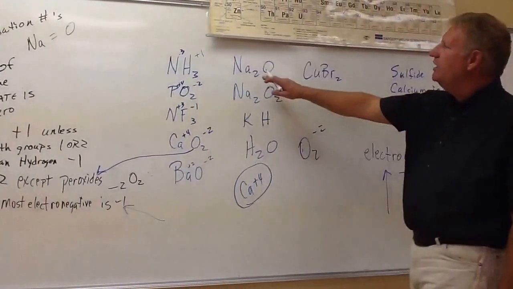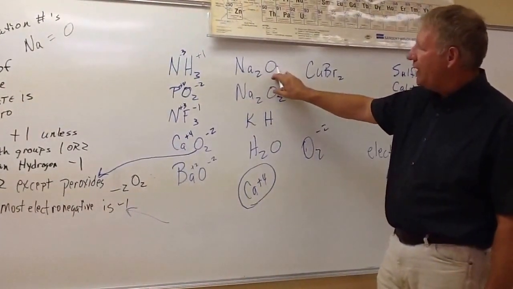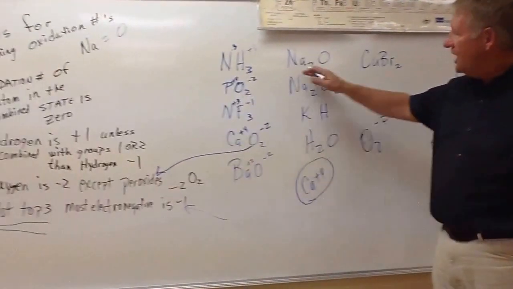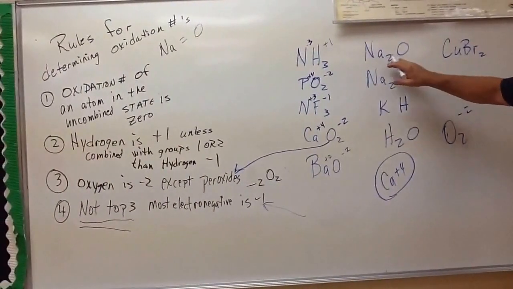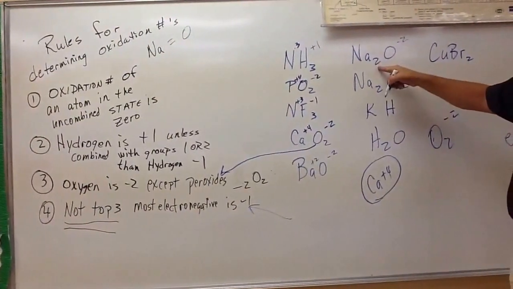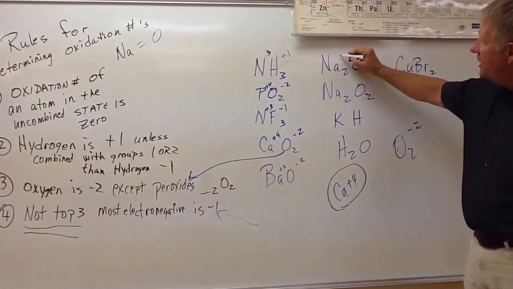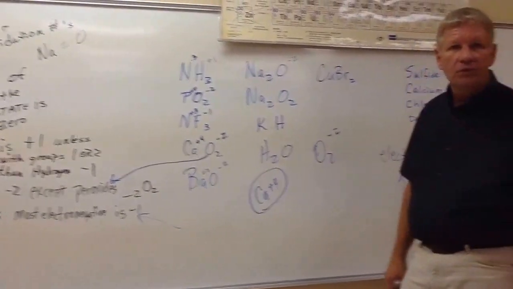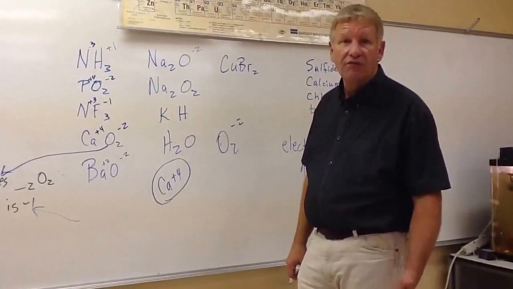Now we have the same thing here, Na2O. What's the rule for oxygen? That's not a peroxide, or it would have to be Na2O2. So once again, that makes that a -2. But now what do we have here? There's 2 of these. So now we got to look. This is why I give you this example.